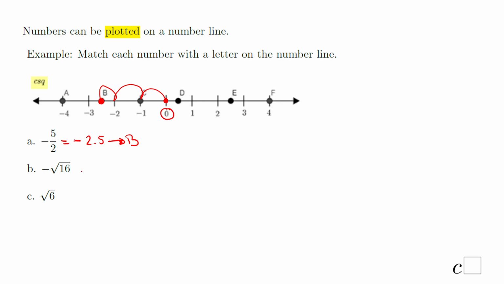What about the next one? First of all, let's simplify. I'm going to keep that negative, and square root of 16 is 4. So what do we have to do here? We have to move 4 units left, and that will give us this point A.